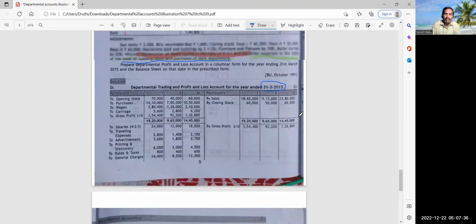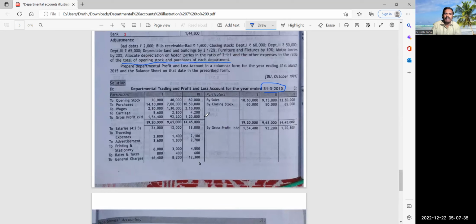Now revise, very simple. If you have not understood, review, replay. Opening stock you see 70,000, 40,000, 80,000, 60,000. Purchases 14 lakh 10, 7 lakh, 10 lakh 50,000. Sales 18 lakh 60, 9 lakh 15, 13 lakh 80. So here they have missed the total column. While you copy, prepare the total column as well on the debit side as well as the credit side.